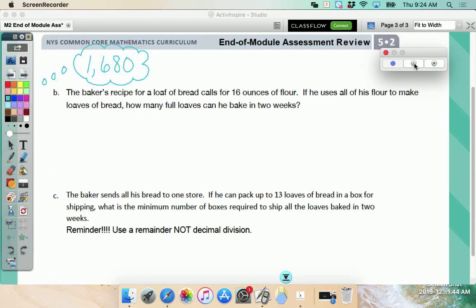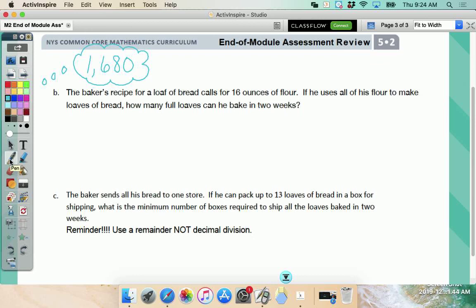So let's read question B now. The baker's recipe for a loaf of bread calls for 16 ounces of flour. How many pounds was that? 1. Oh, good. If he uses all his flour to make loaves of bread, how many full loaves can he make? So what this means is, if I have a remainder, I don't get to count that as a loaf. Actually, you're not going to have a remainder on this one, but I think you will on the test. So we'll talk about it.